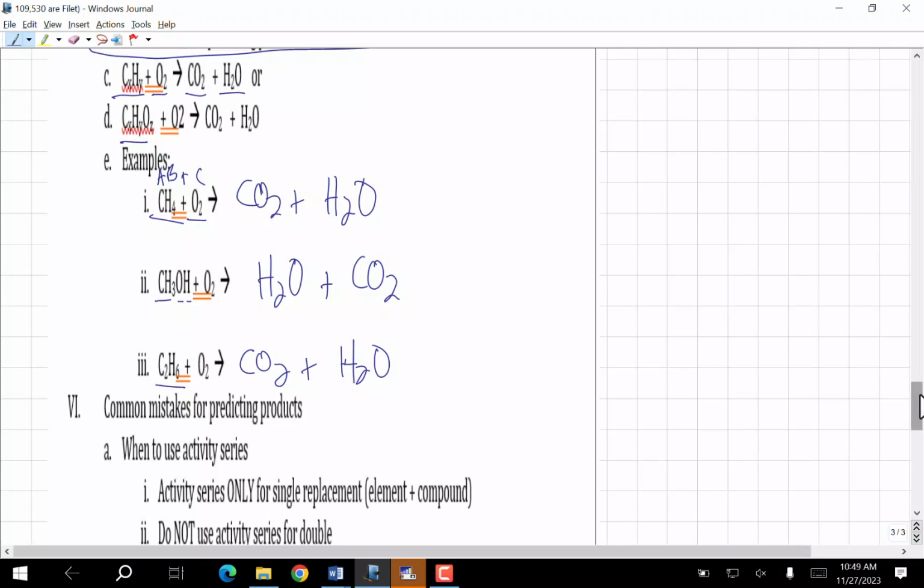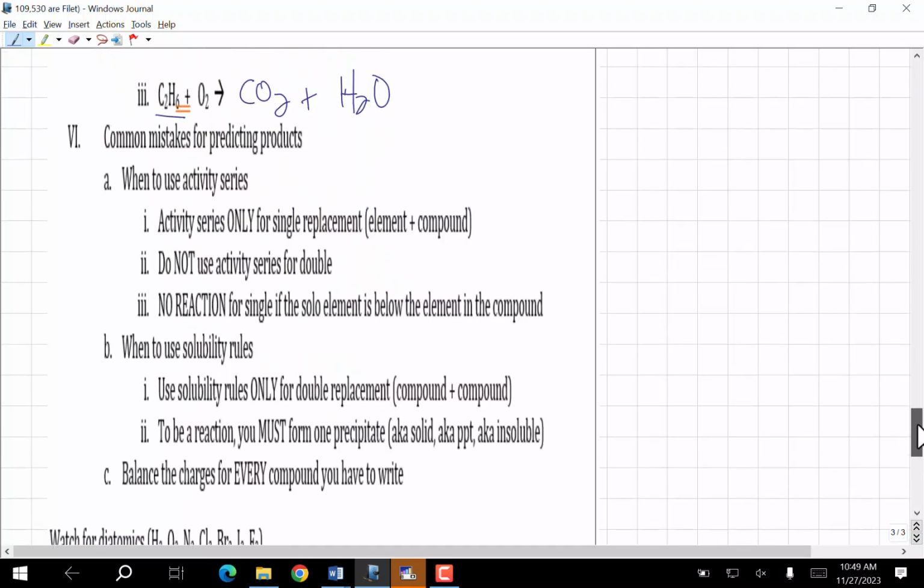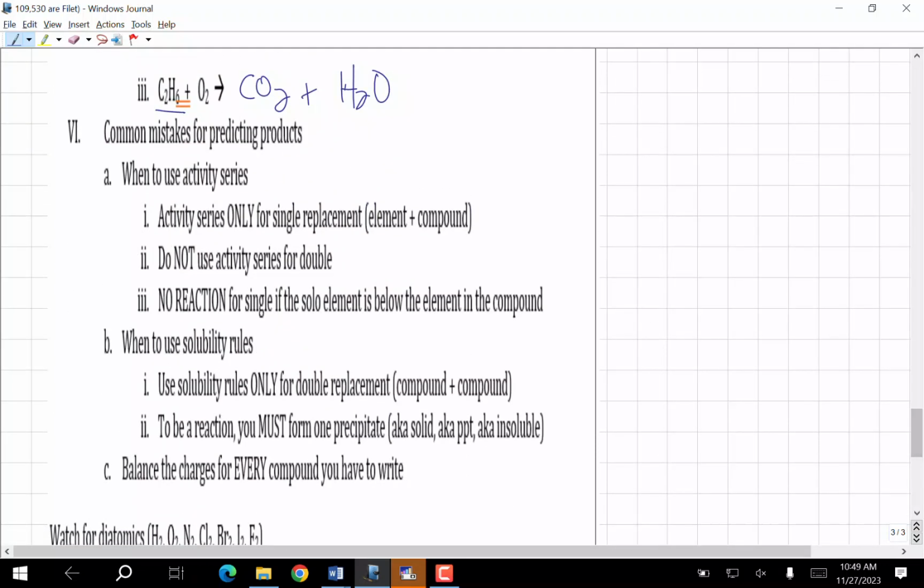Okay? Let's take a look at common mistakes. When do we use the activity series? Activity series only for single replacements. Do not use it for anything else. Okay? And note, there can be no reaction if the solo element is below the element in the compound. That was up there too.